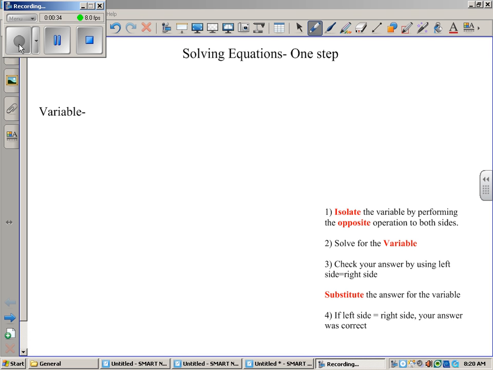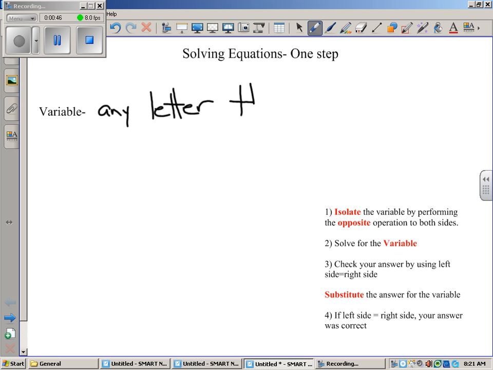Anyhow, the first thing we have to know is what a variable is. And we talked about it in class today. But a variable is any letter that you use in mathematics to take the place of an unknown value. Any letter represents an unknown value.